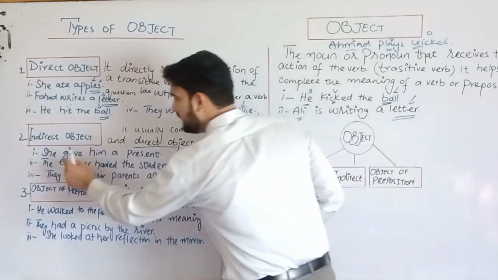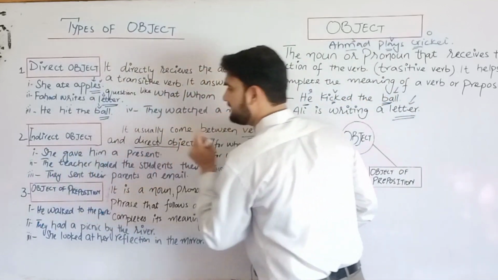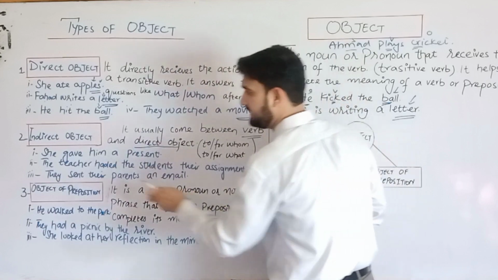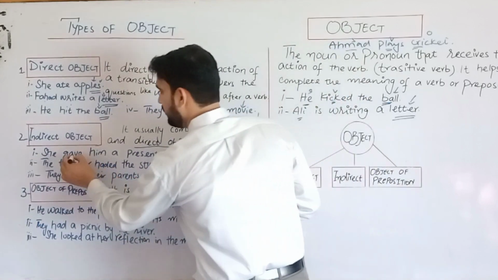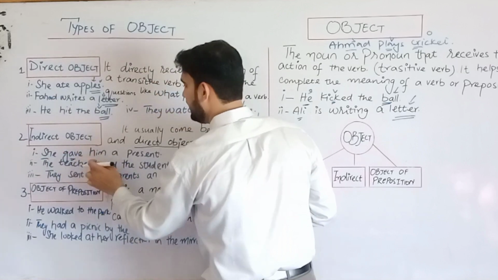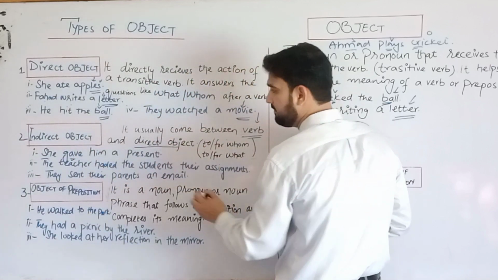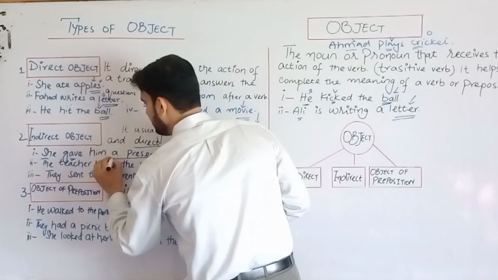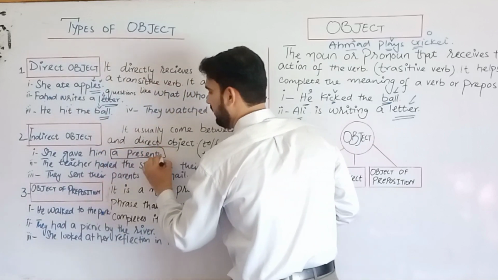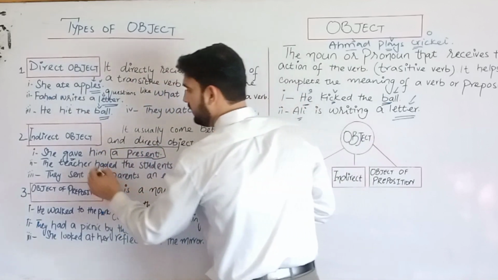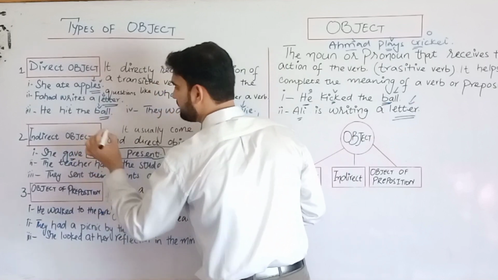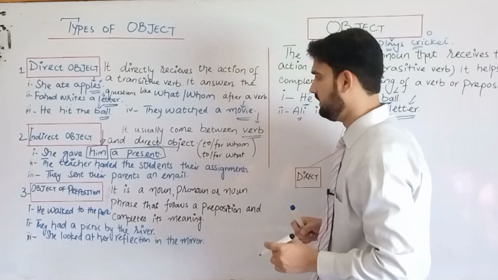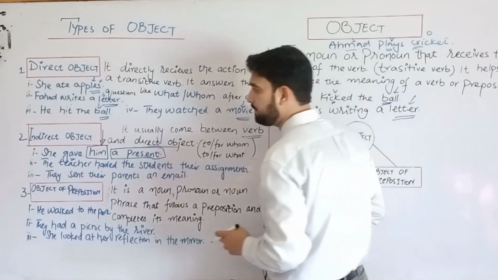She gave him a present. What is the verb here? Gave is the verb. What is the direct object? She gave a present. A present is the direct object here. So what we have in between is the indirect object. That is usually the objective case of a pronoun.